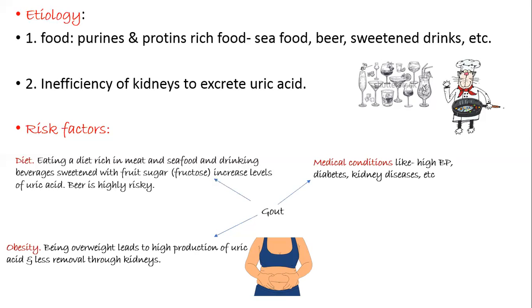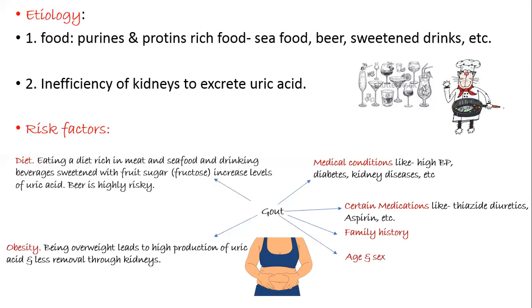If you are suffering from high BP, diabetes, kidney diseases, then there is a chance that you might too suffer from gout. Certain medications like thiazide, diuretics, aspirin, etc., they cause uric acid to accumulate inside the body. Next reason is family history. If anyone is suffering from gout in your family, then there is a chance that you might too fall prone to that disorder. And lastly, the factor is age and sex.